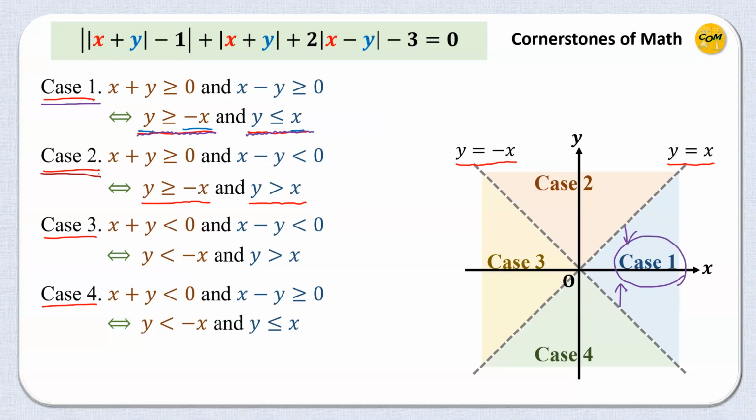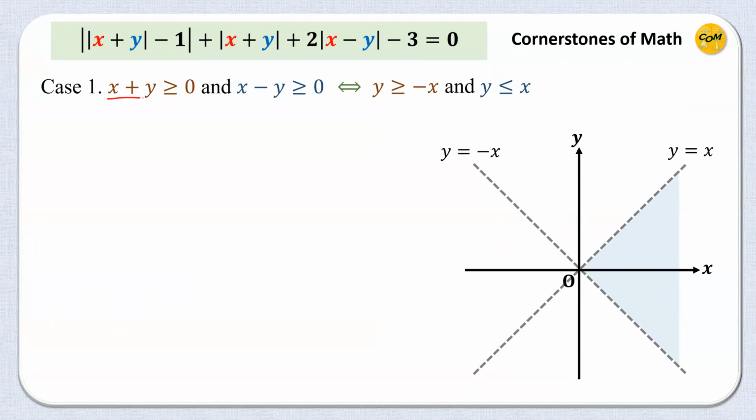The region for case 2 is the region above both graphs of y = -x and y = x, so it is this region. And the same logic goes for cases 3 and 4. So now that we visually recognize the region for each case, let us investigate how the equation of the graph changes from region to region.